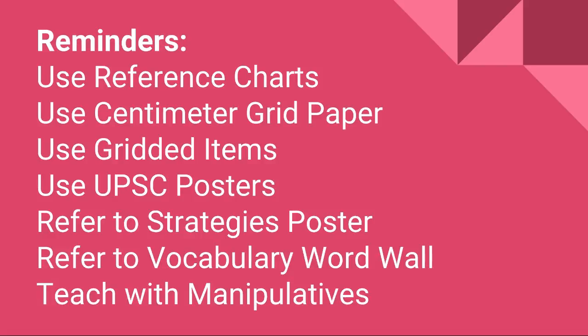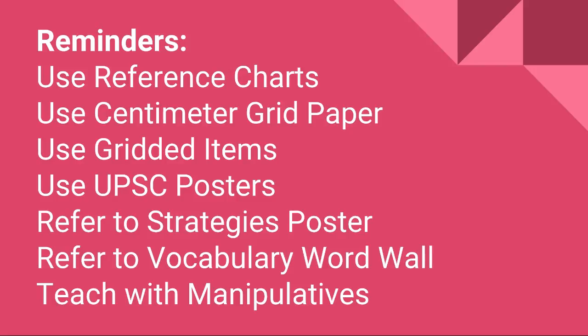Have them available to the kids, make copies of them for the kids so they can use them whenever they're doing their homework or classwork. Use centimeter grid paper. Have it available, or pass out the boards that have the centimeter grid on one side and the blank side on the back, so that way you don't have to waste paper. Also, use those griddable items so the kids are more familiar with them. The UPS check posters, you should have them by now, as well as the strategies posters. Make a copy of them and have the kids put it in their notebooks so that they can refer to them when they're doing their homework.